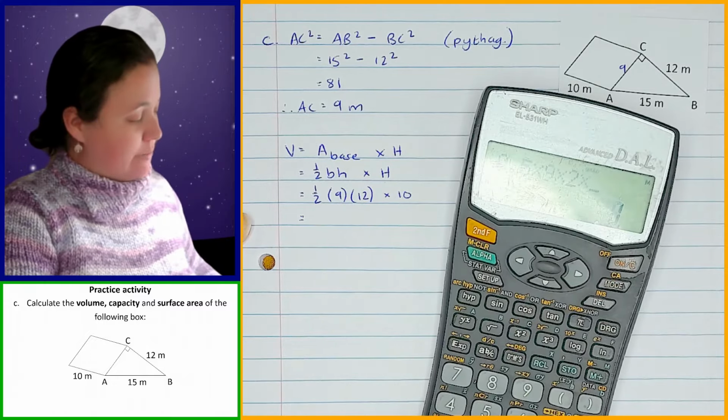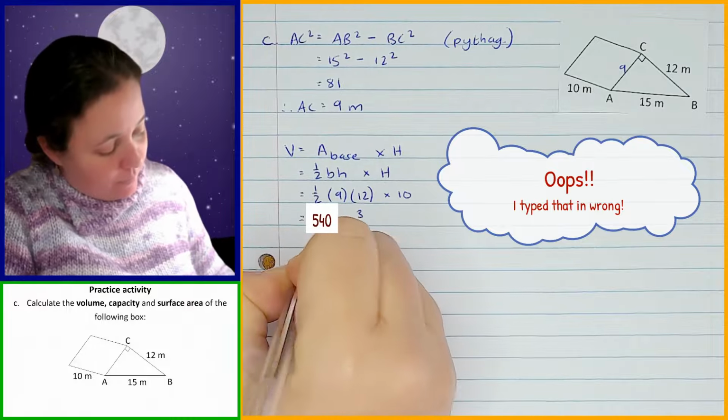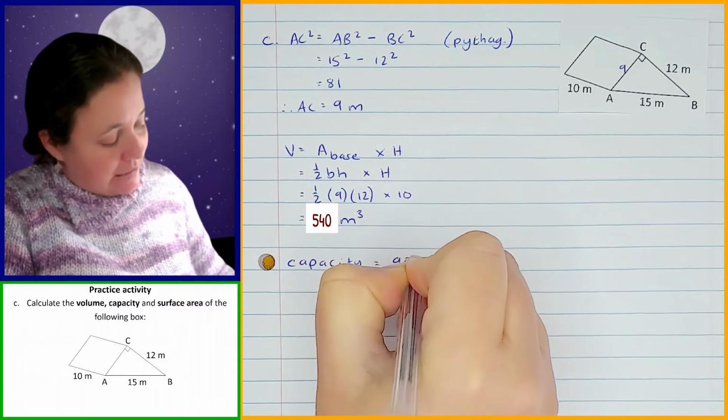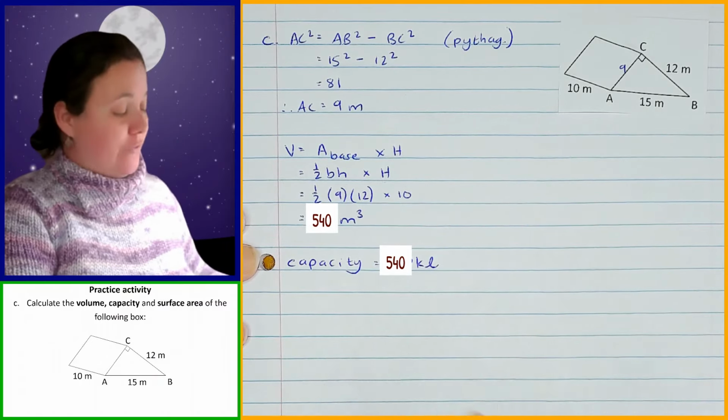Now, next I have to work out my capacity. Now, because it's in meters cubed, I can just convert it directly to kiloliters. So my capacity is going to be 90 kiloliters. Now we're going to go and work out our surface area.